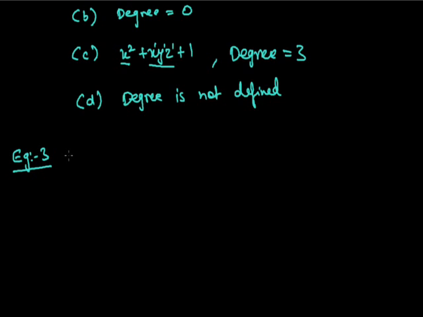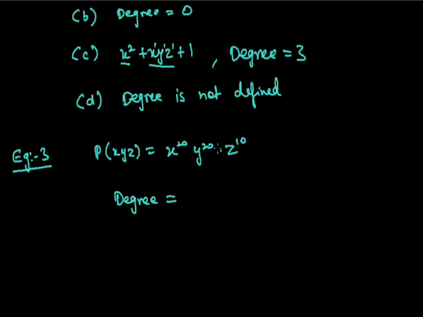Now we'll see one more example. Let's take any polynomial, x raised to the power 20 into y raised to the power 20 into z raised to the power 10. And now if I need to find out the degree of this polynomial, what do I need to do? How to find out the degree of this polynomial?